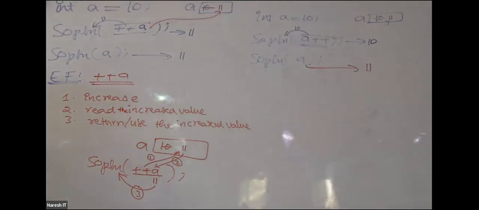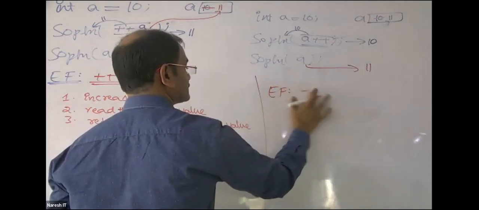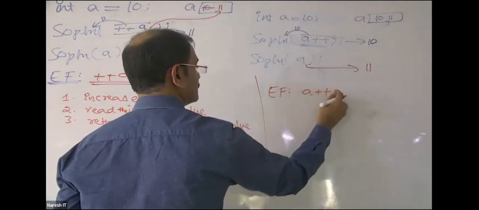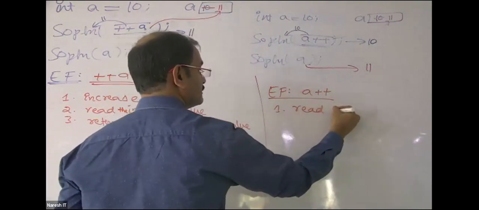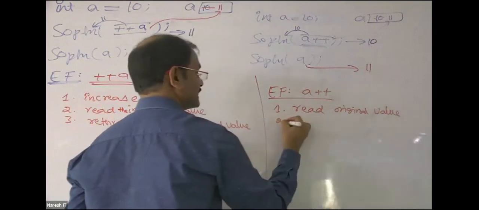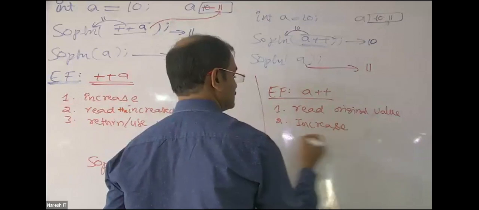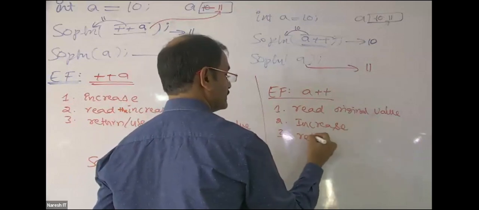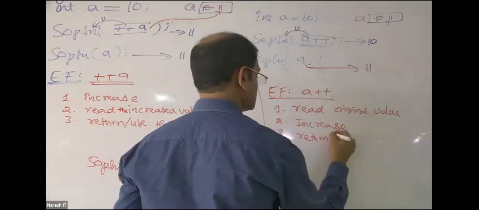Done? Can you tell me the execution flow for A plus plus? Execution flow of A plus plus. What is the first step? Read what value? The original value. Then second, increase. Third, return or use the original value.